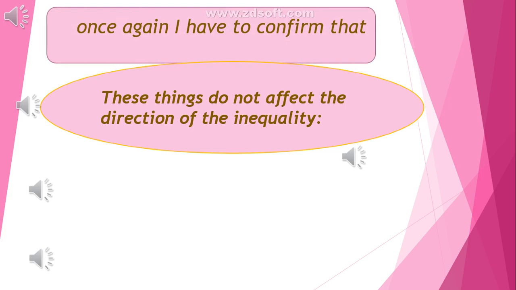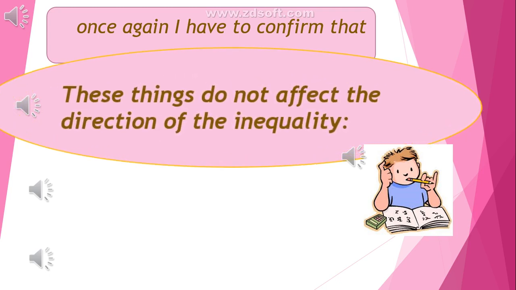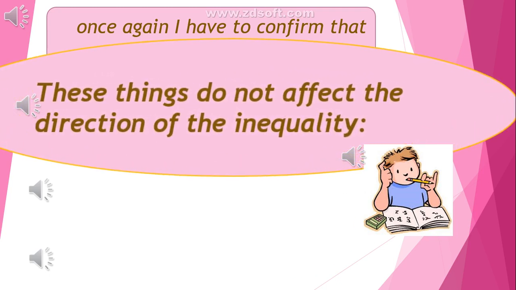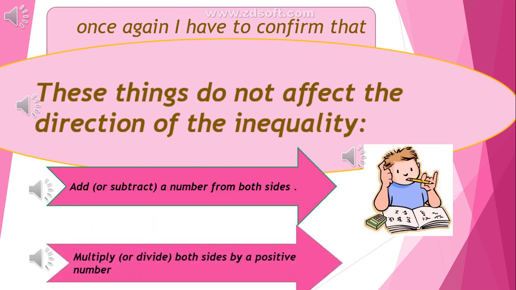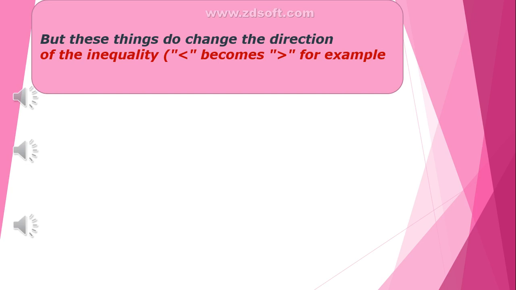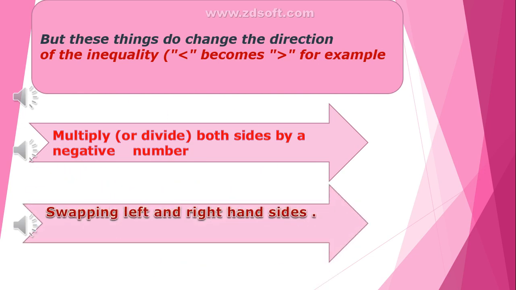Once again, I have to confirm that. Remember, these things do not affect the direction of the inequality: add or subtract a number from both sides, multiply or divide both sides by a positive number. But these things do change the direction of the inequality: multiply or divide both sides by a negative number, so less than becomes more than, for example, and swapping left and right hand sides.